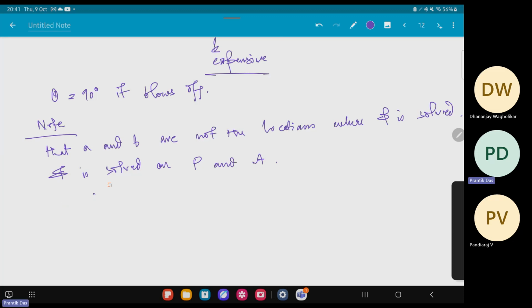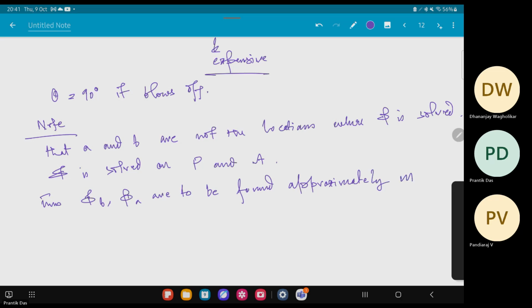Thus phi P and phi A are to be found approximately using phi P and phi A and other neighboring nodes. This will involve errors.